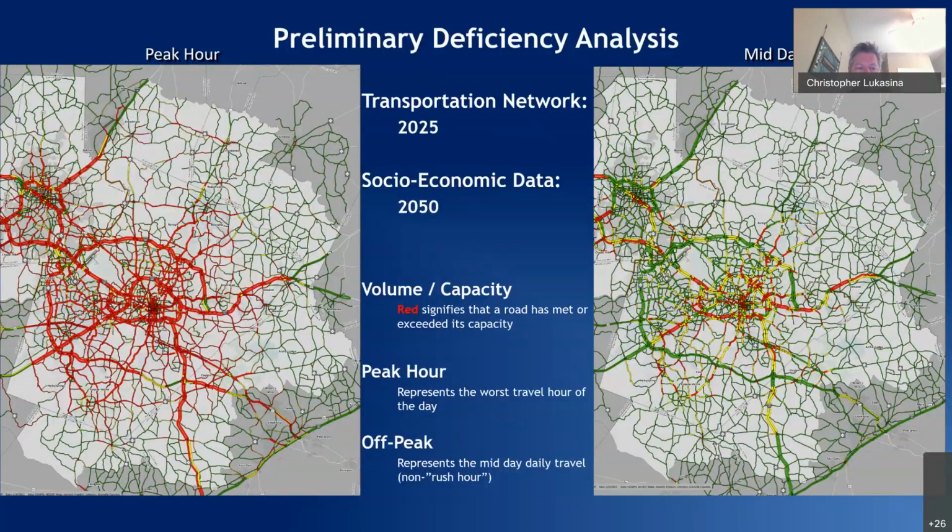But looking at these two things helps us understand and explain to people that congestion today and in the future is not even throughout the day, right? There are times both today and in the future where I-40 is congested and times when it won't be congested. The same is true for many of the other corridors out there at all levels of the transportation network. The next slide, please, Alex.